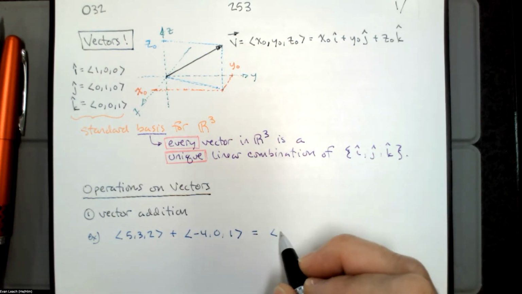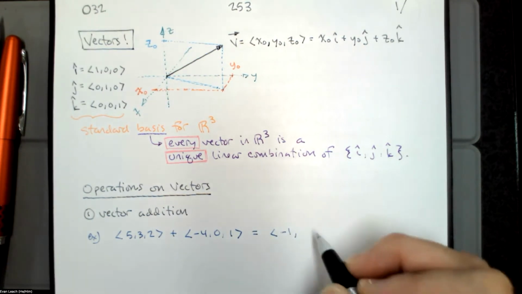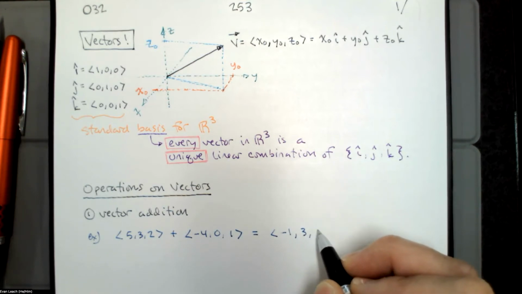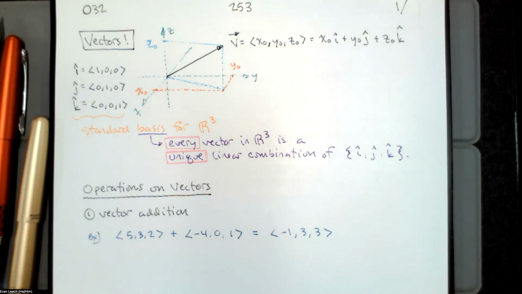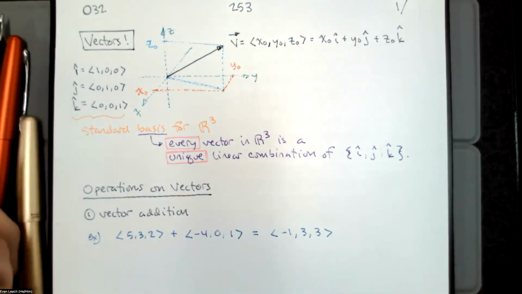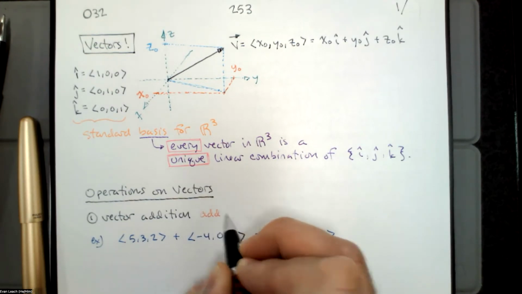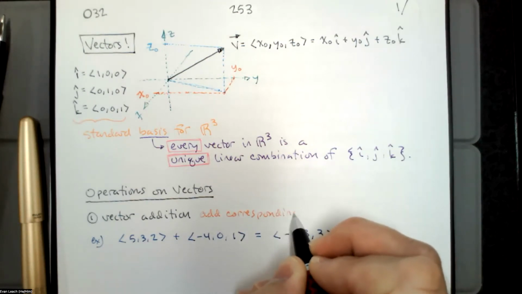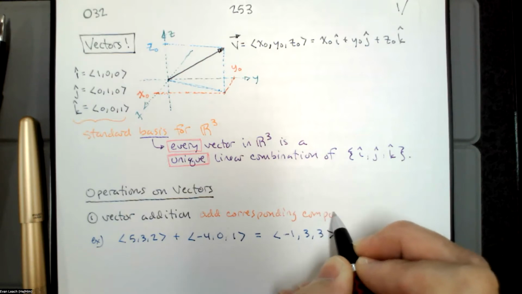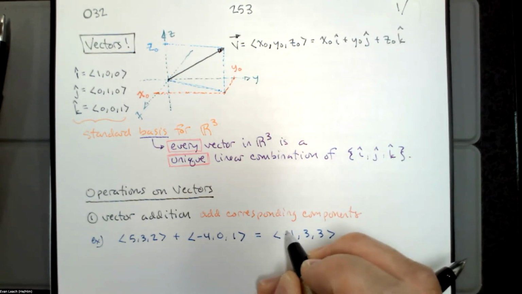Someone is thinking 5 minus 4 is -1. I'm just going to add the corresponding components. 3 plus 0 is 3. And 2 and 1 is also 3. The great thing about vector addition is it works exactly like you think it works. You would just add the corresponding components. Five minus 4 is, like I said, +1.